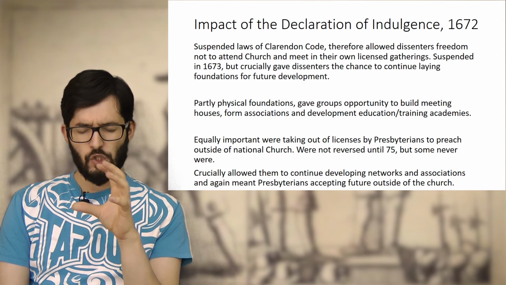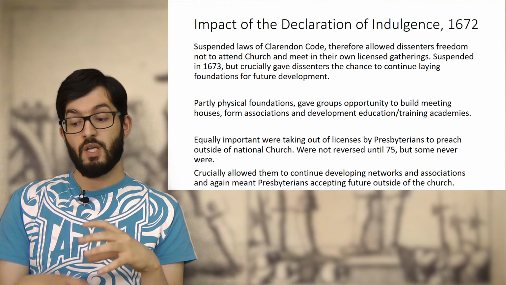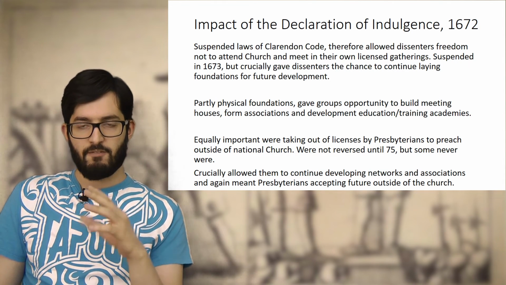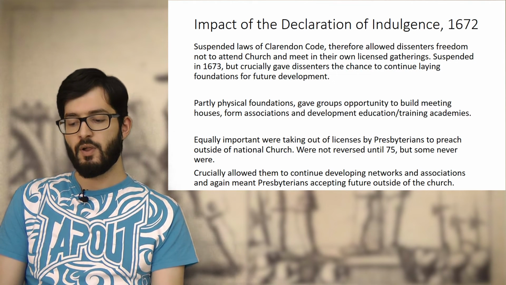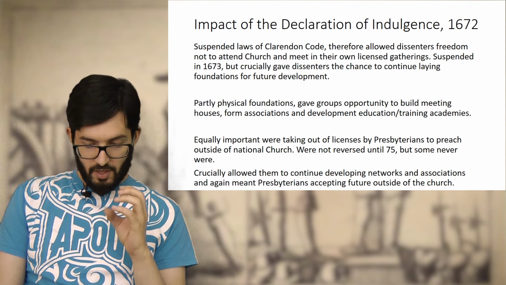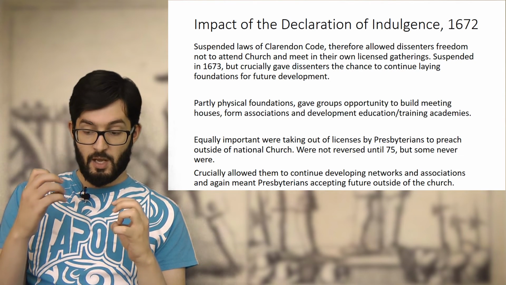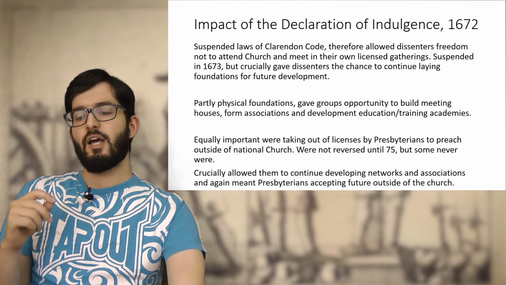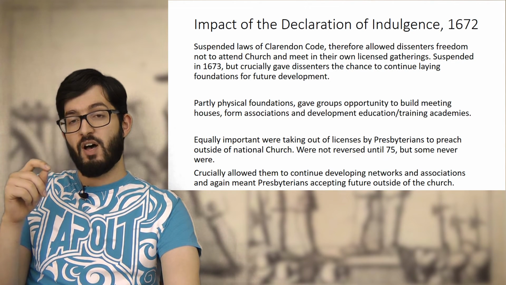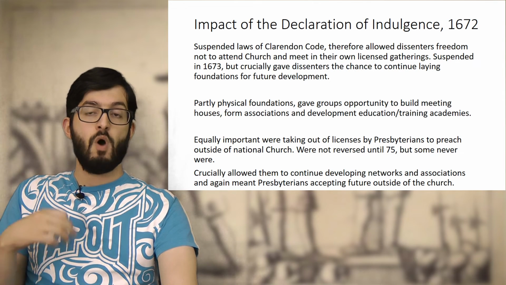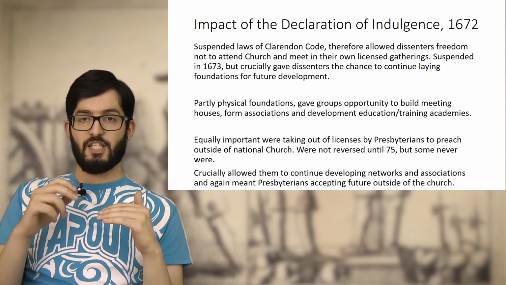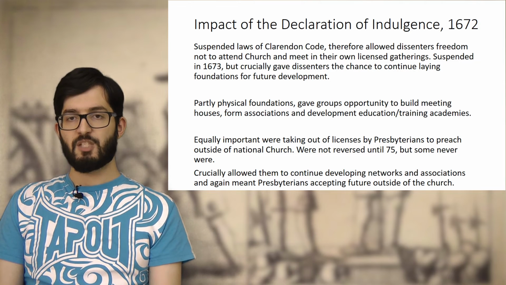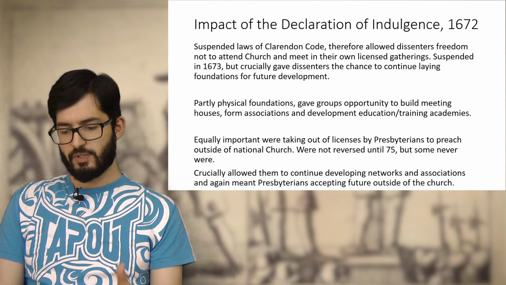So part of this is physical foundations. It gave groups the opportunity to, in the open, build houses, form associations, etc., and develop training academies, like physical institutions that would be important for their organization later on. But then the other important point was that it allows groups, in particular Presbyterians, to take out licenses to preach outside of the national church. And so these licenses were, for the most part, not reversed until after 1675, but some licenses never were reversed. So actually, as a result of the Declaration of Indulgence, some dissenter groups are formally allowed to continue worshipping outside of the church for the entirety of the rest of this period, despite persecution officially being renewed after the declaration was suspended.